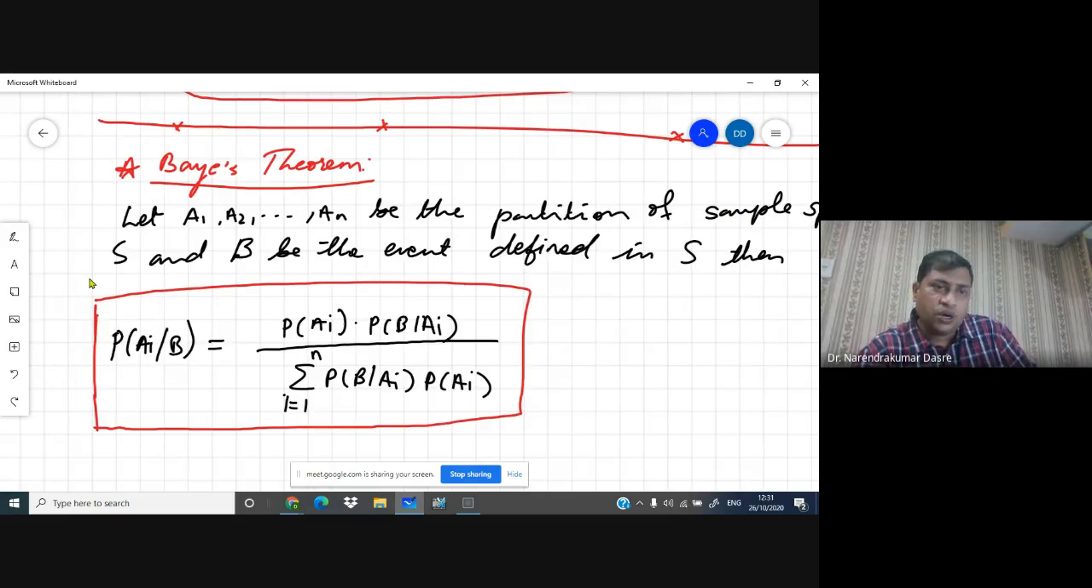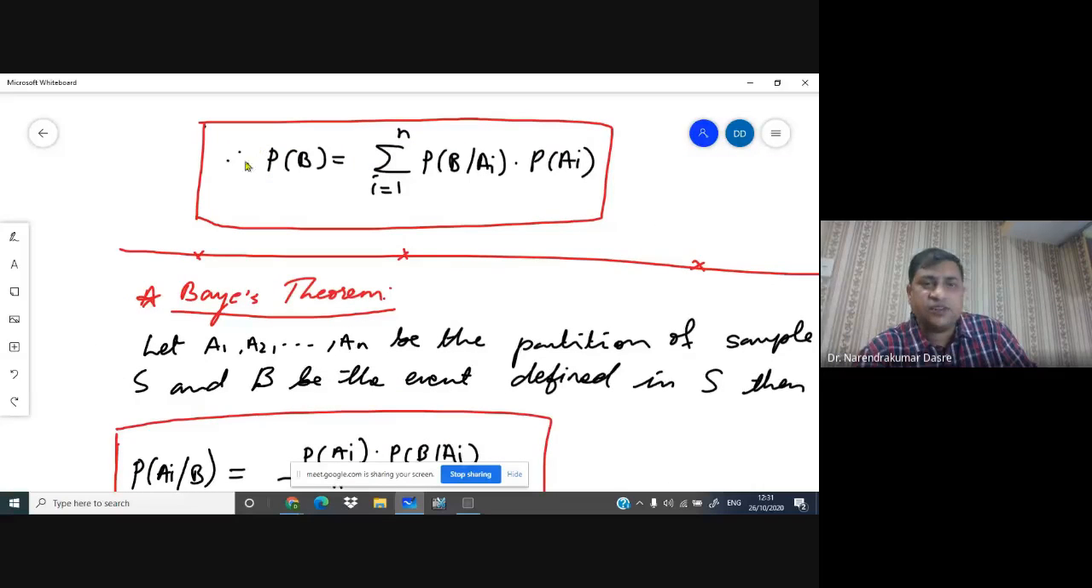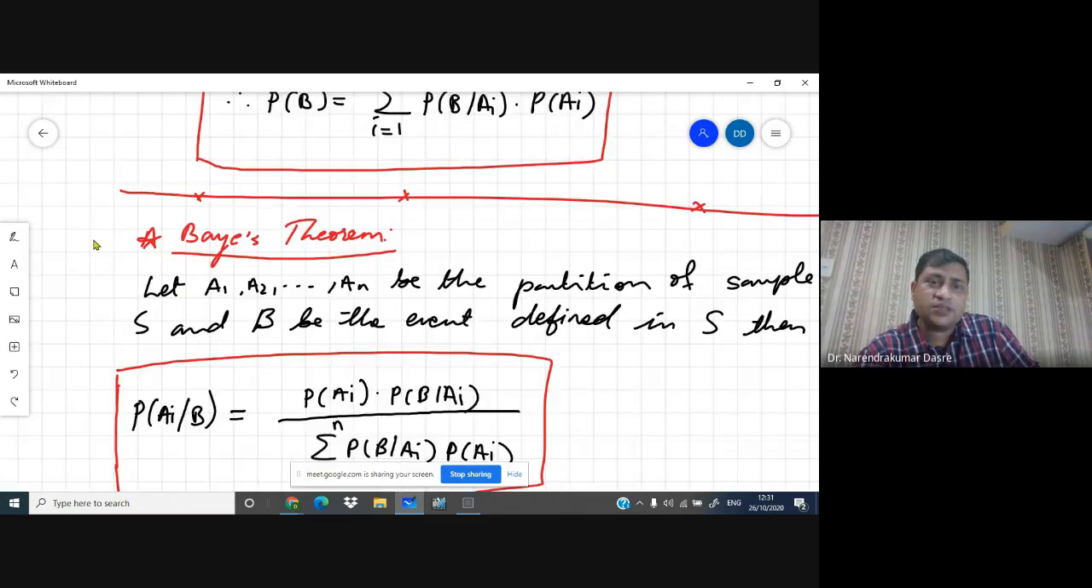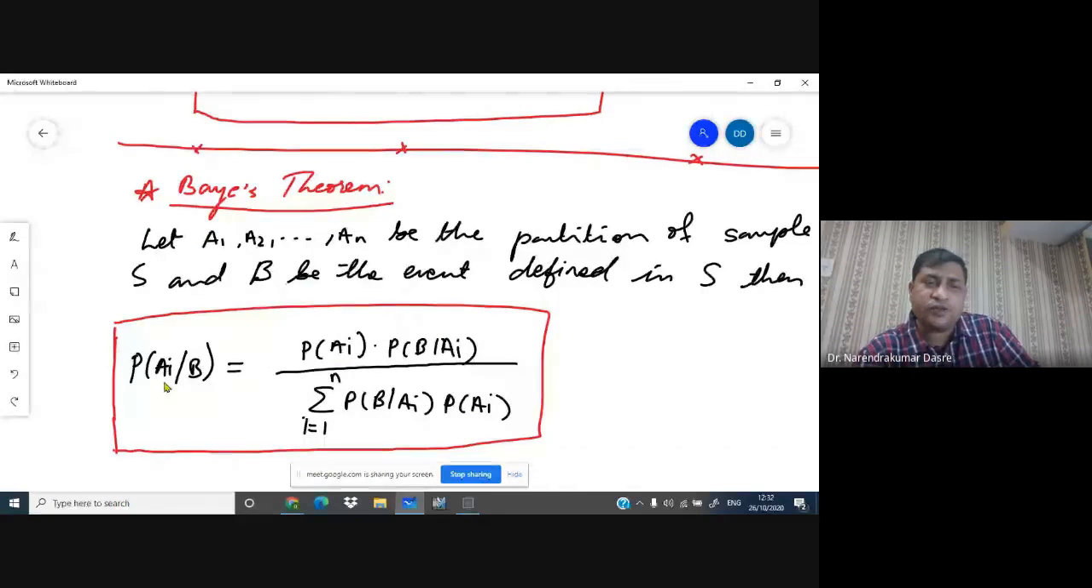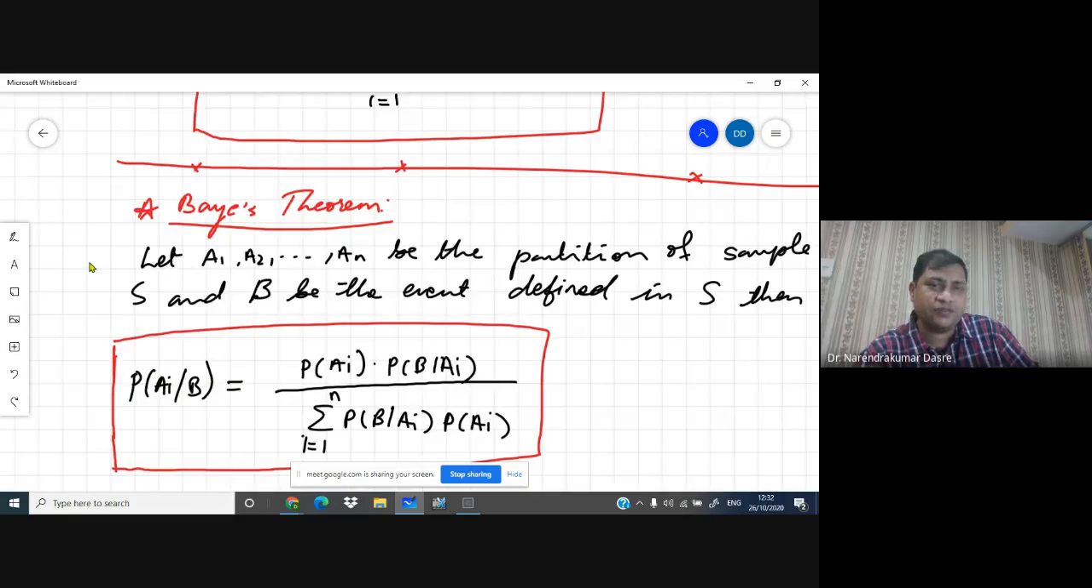So we need to understand the basic difference between the total probability theorem and the Bayes theorem. Okay, so the total probability theorem calculates the probability of the event over the partition. And what about the Bayes theorem? The Bayes theorem calculates the conditional probability of an element of the partition over the greater event. Okay, so that's how we have.